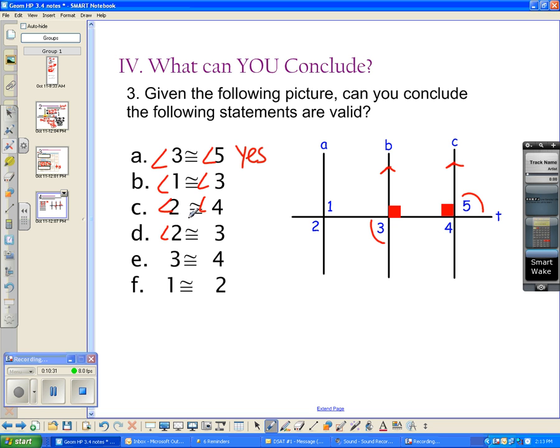Let's see. If I give you just this information, can I say that angle 1 is congruent to angle 3? Well, I didn't say anything about line A. I didn't say it's parallel. I didn't give you any right angles. So even though it looks like it is, actually, no. These are not parallel. If they're not parallel, we can't use alternate interior angles. So I want to see if you guys can answer the rest of the questions.